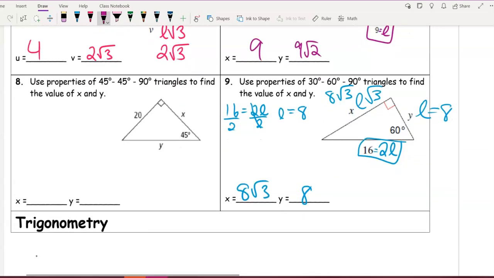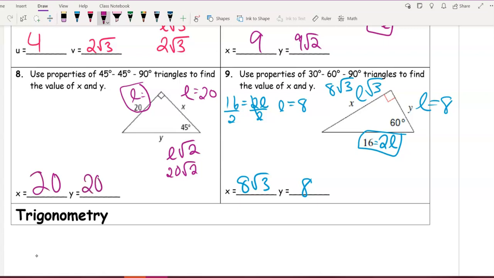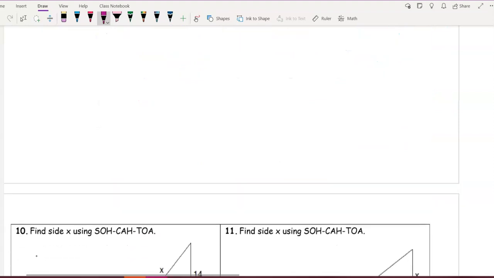Okay. For number 8, same thing. Both legs are L, and the hypotenuse is L square root of 2. They tell us here that L is 20. So that means this is 20, and this is 20 square root of 2. Easy enough. X was 20, this is 20 square root of 2. Perfect. All right, moving on to the trigonometry.